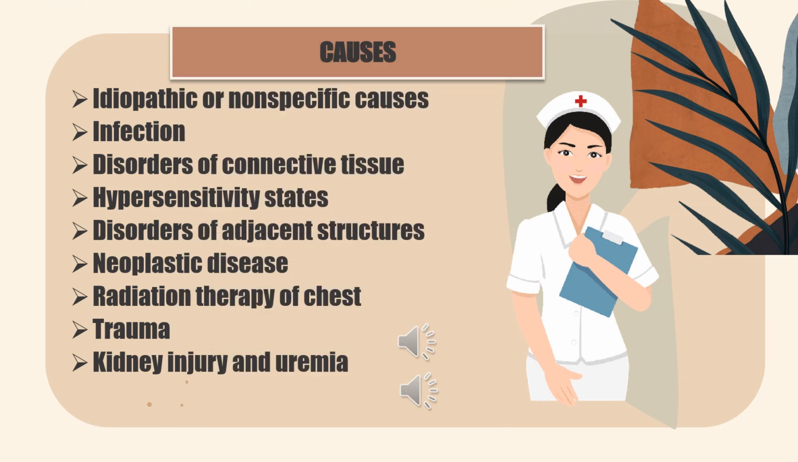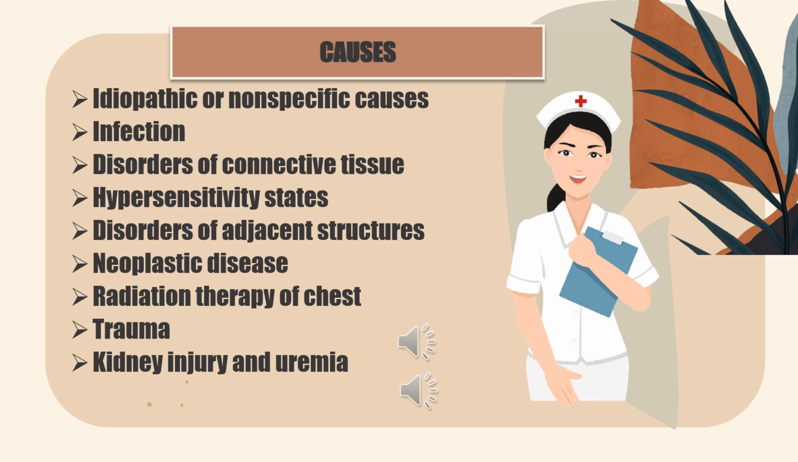Causes. Idiopathic or non-specific causes are often unknown. Infection, such as respiratory infections like influenza or gastrointestinal viruses, are common causes. And also infections from bacteria such as tuberculosis, fungi, and parasites can also cause pericarditis. Disorders of connective tissue. Kinds of disorders are systemic lupus erythematosus, rheumatic fever, rheumatoid arthritis, polyarthritis, and scleroderma.